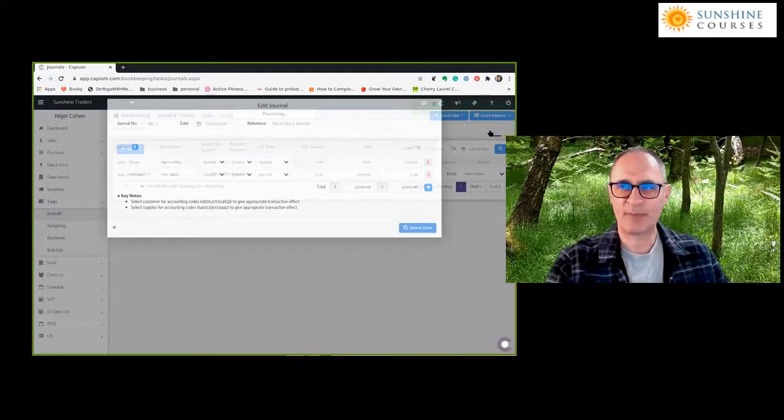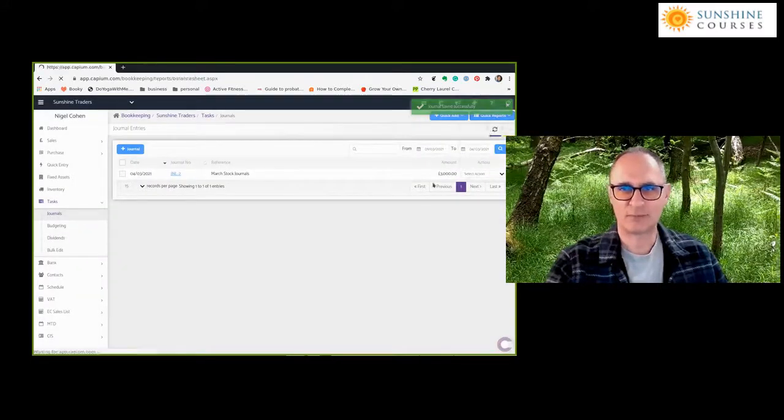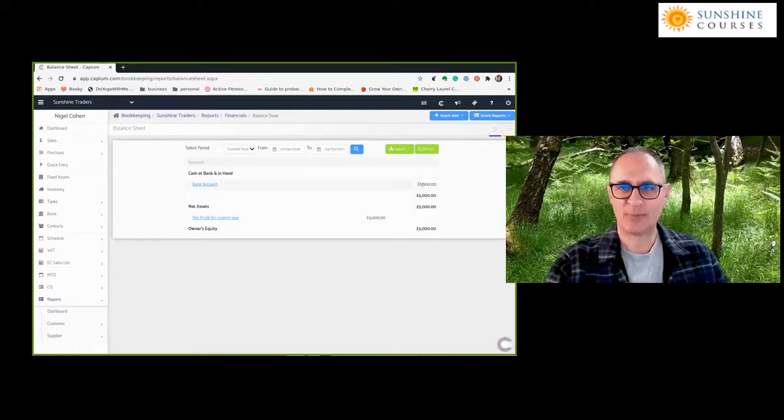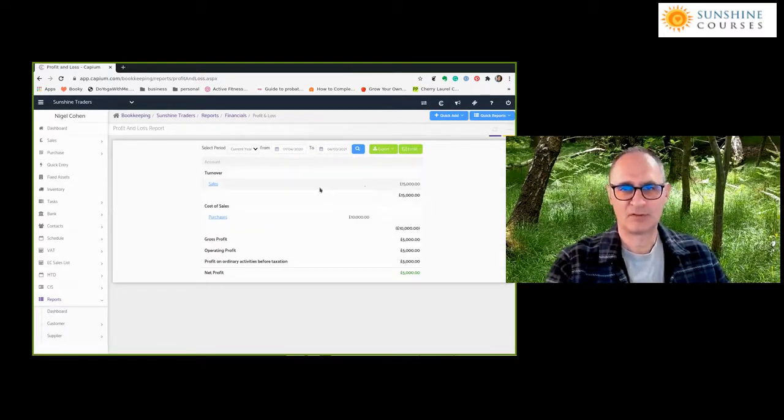Now let's have a quick look at the balance sheet for March. The balance sheet for March shows a bank account of £5,000, nothing in stock. As it happens, it's got a net profit of £5,000, which is great, because if you now look at the profit and loss account, wonderful. Our sales are £15,000 as they should be. Our purchases are £10,000, which is the £7,000 we paid in the month, plus the £3,000 of stock which we carried forward from last month, but released this month. So our total cost of sales of £10,000 gives us the profit of £5,000.